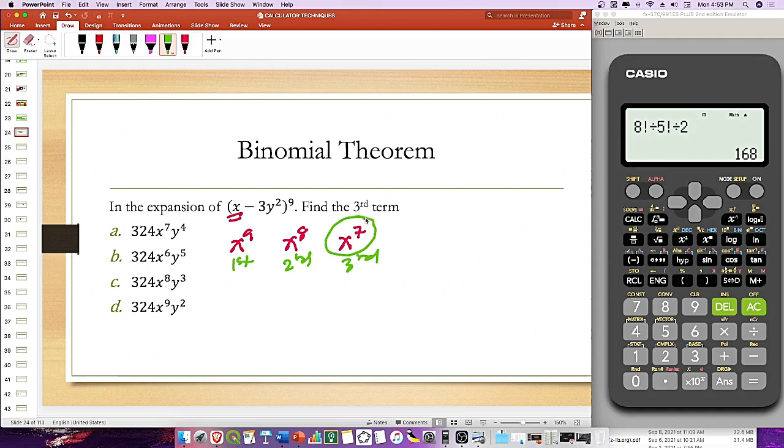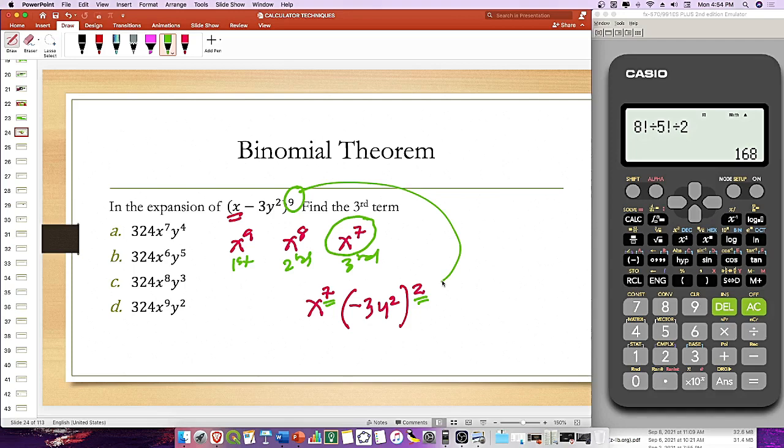Meaning to say, minus 3y squared will have a power of 2, right? Since the sum of the exponents should be equal to 9. So you will write this as x raised to 7, and then copy the next term. Of course, you have to copy the sign, minus 3y squared. The power of this 3y squared is equal to 2. Take note, I have here 7 and 2, that is equal to the power of 9. The sum of the powers of each term is equal to n.